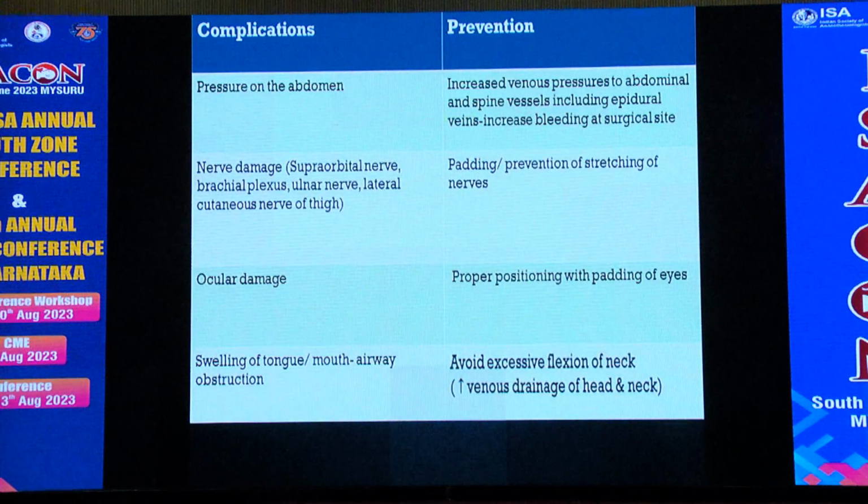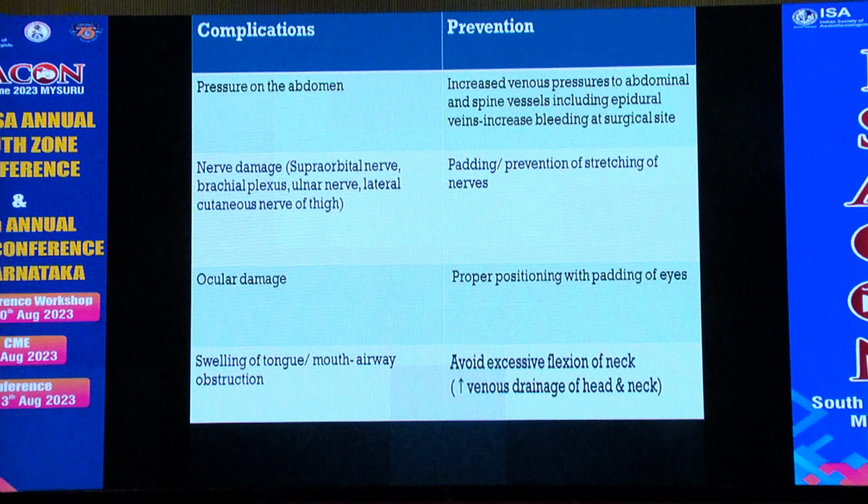And what are the complications? Most importantly, as an anesthetist, I should make the abdomen free so that there will be decreased bleeding during surgery, and the supraorbital nerve and ulnar nerve can get compressed, so they should be padded. And most importantly, the eyes should be adequately padded, because if there is any vision loss, it is the anesthetist's responsibility.